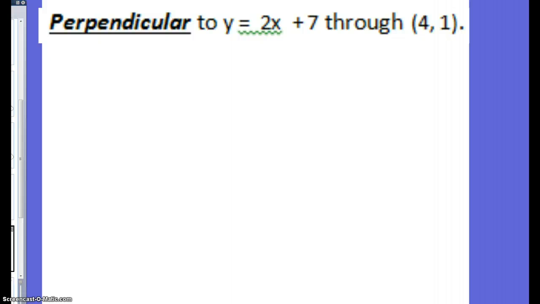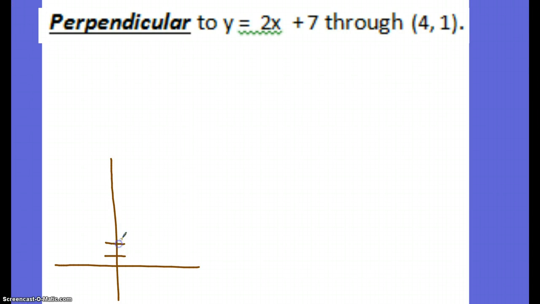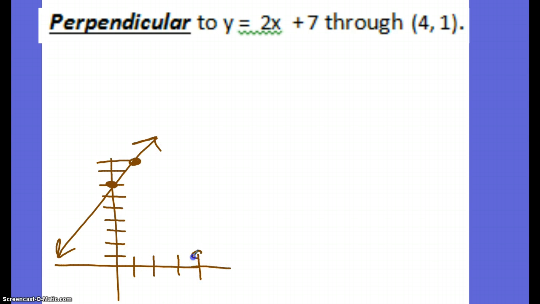So on this one, if we want perpendicular, 1, 2, 3, 4, 5, 6, 7. So we want it perpendicular to y equals 2x plus 7. So that would look something like 2x plus 7 looks like this. And it needs to go through the point 4, 1. So here's 4, 1.